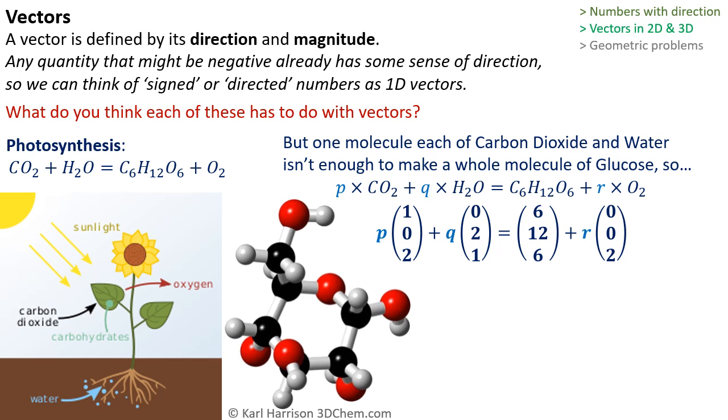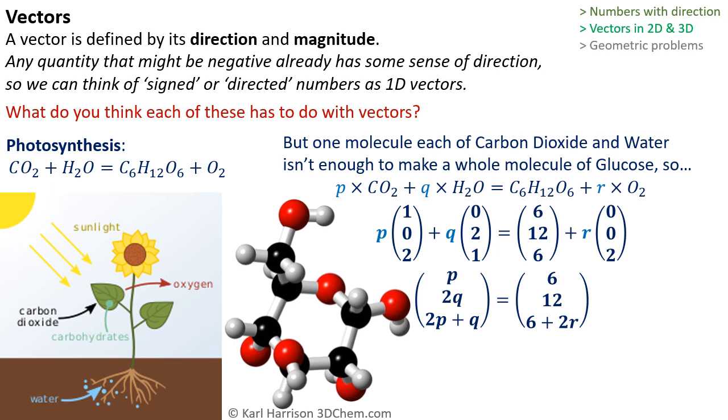Now I don't know how many I've got, so I've labeled these P, Q, and R, but we can combine them. So if we put together the P times (1, 0, 2) and Q times (0, 2, 1), and then we add them, the overall total is going to look something like this. There's P carbon atoms, because they come only from the carbon dioxide. There's 2Q hydrogen atoms, because you get 2 from every molecule of water. And there's 2P plus Q oxygen atoms, because you get 2 from each molecule of carbon dioxide and 1 from every molecule of water.